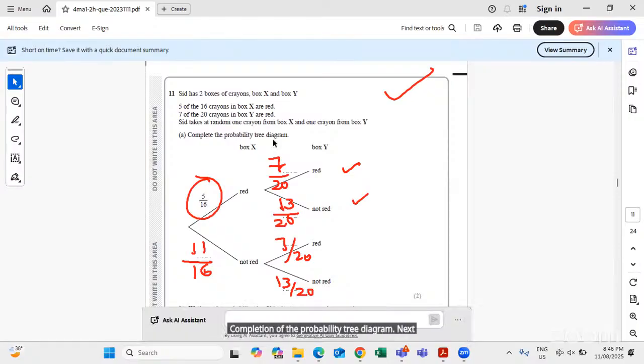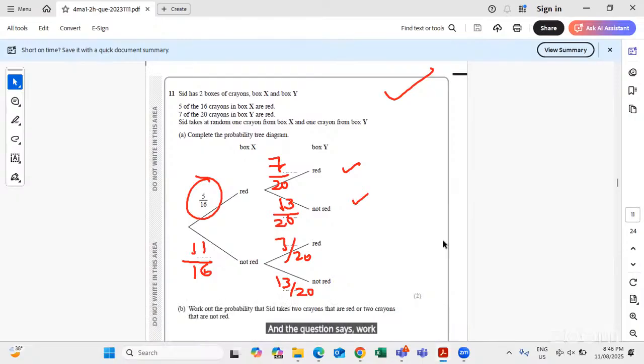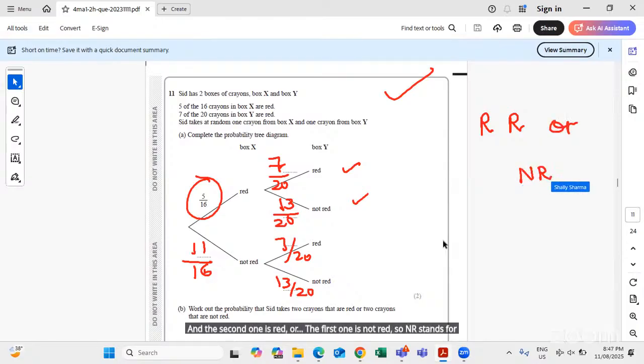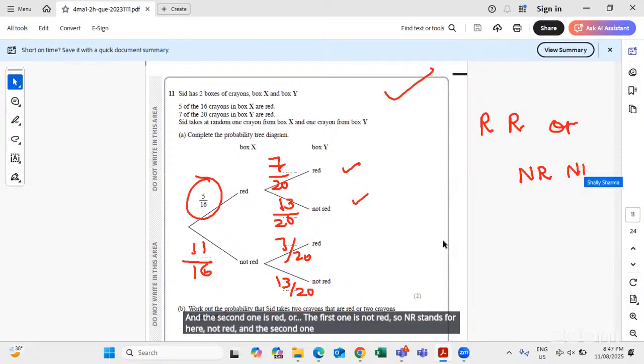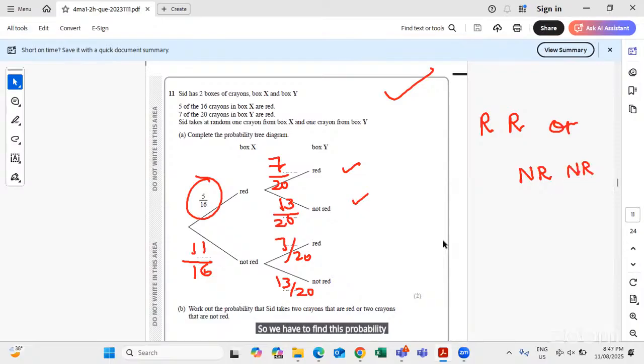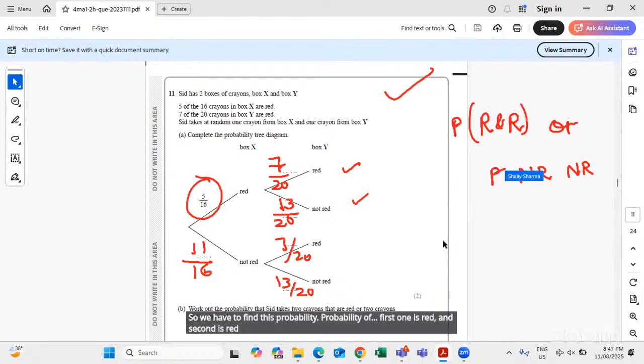Next question here says, work out the probability Sid takes two crayons that are red, or two crayons that are not red. So we have to find the probability the first one is red and the second one is red, or the first one is not red, where NR stands for not red, and the second one is also not red. So we have to find the probability of the first being red and second red, or the probability of the first being not red and the second also not red.